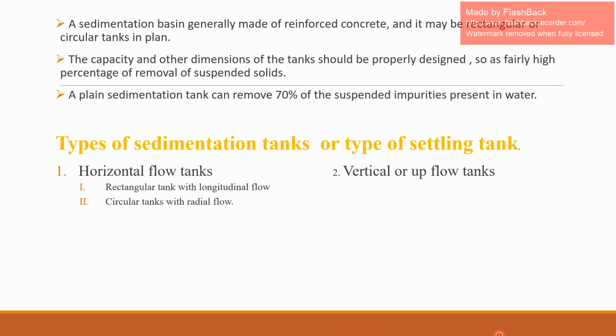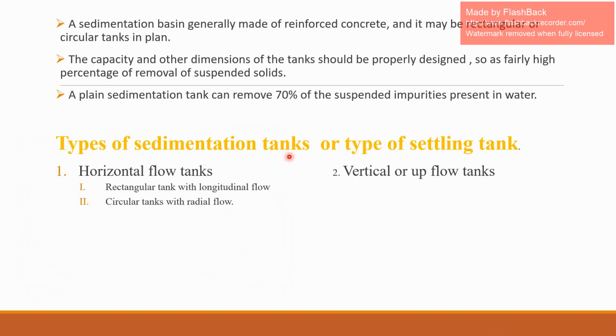Okay, the capacity should be designed in such a way that a high volume of suspended solids can be settled in that tank itself. And in plain sedimentation, nearly 70% of suspended particles or impurities which are present in water can be removed very easily.